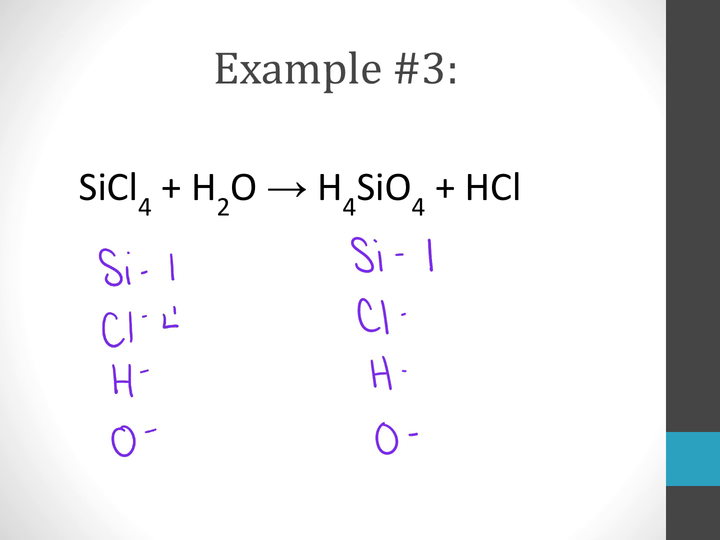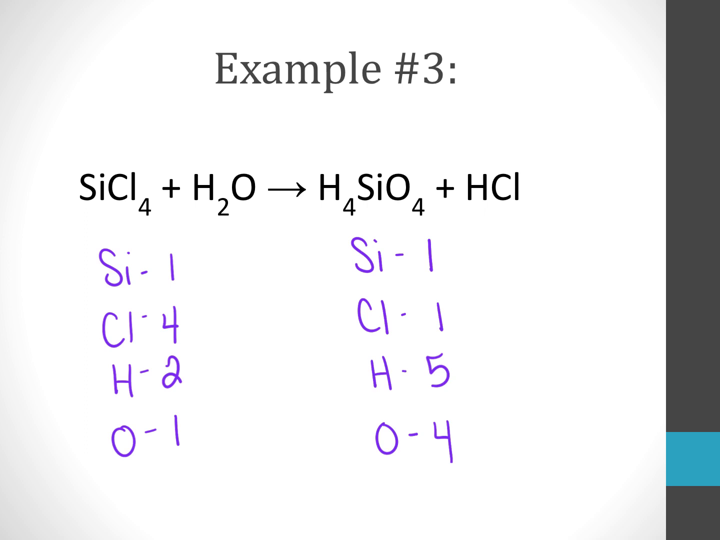1. How many chlorines are on the right? Just 1. How many hydrogens are on the left? 2. How many hydrogens are on the right? 5. Okay, there's 4 here, and how many are right here? 1. So 5 total. How many oxygens are on the left? 1. How many oxygens are on the right? 4.